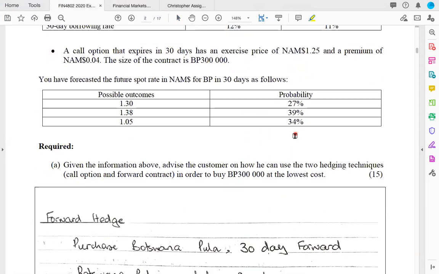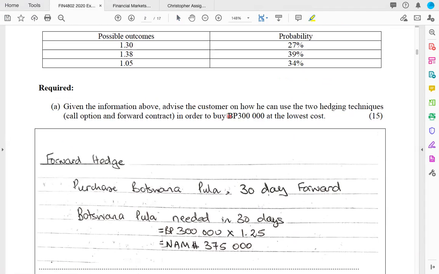So we now want to answer this question. The question says, given the information above, advise the customer on how we can use the two hedging techniques, either a call option hedge and a forward hedge, in order to buy 300,000 Botswana Pula at the lowest cost. So in this question, we're just looking at two hedging techniques, the call option hedge and the forward contract hedge when you're hedging trade payables.